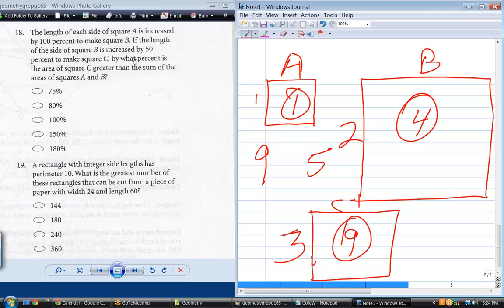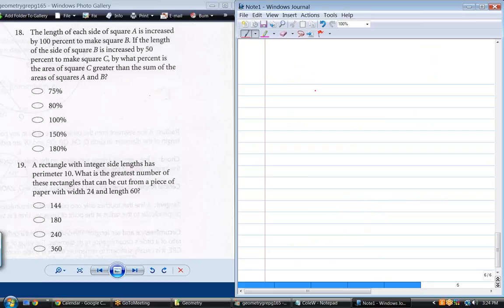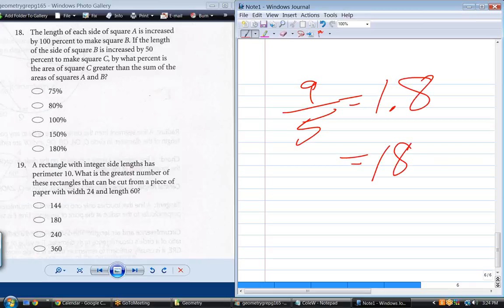And what they're really saying with this question, this is a little tricky, is what does this equal? Well, that equals 1.8, which is equal to 180%. Now, let's back up a second. It's not the correct answer. The correct answer is 80%.